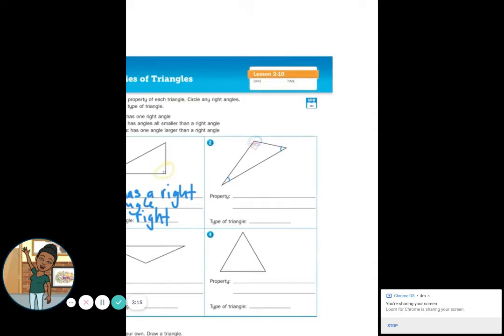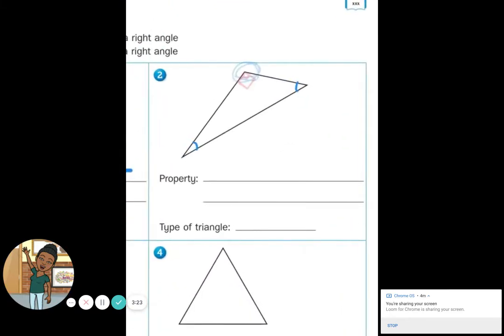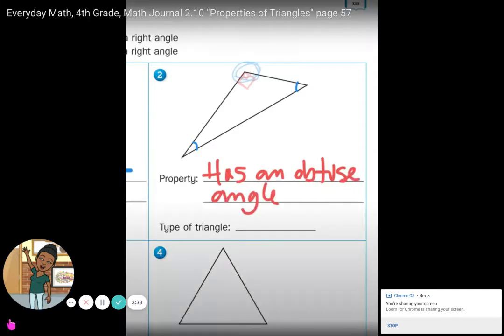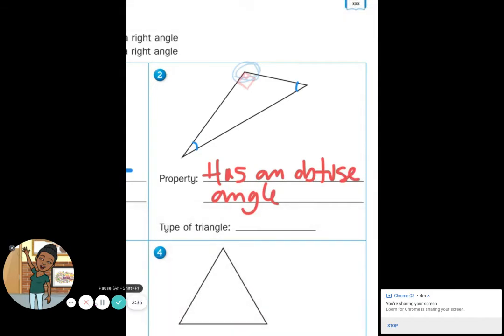Okay, so what is the property? Well, the property is, I'm looking at the angles, and there is an obtuse angle. So if it has an obtuse angle, it is an obtuse triangle. See, again, the word angle helps us with that.